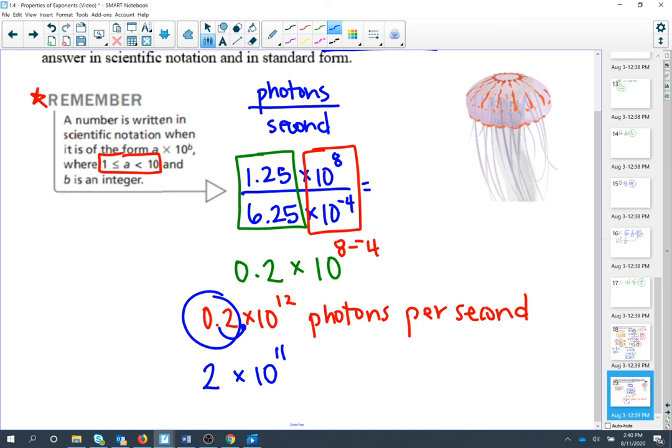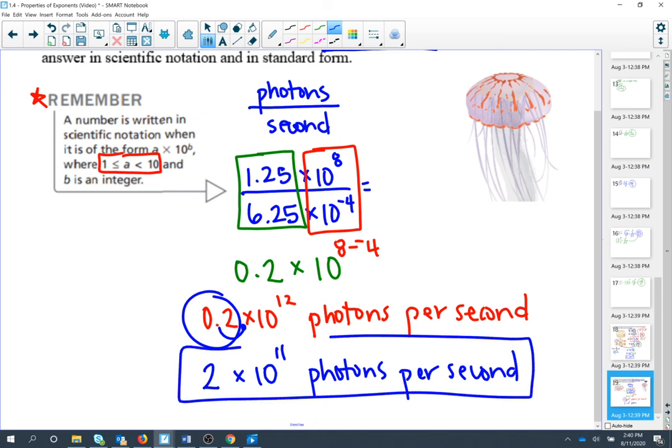So 2 times 10 to the 11th photons per second is our final answer. And that is a lot of photons per second.